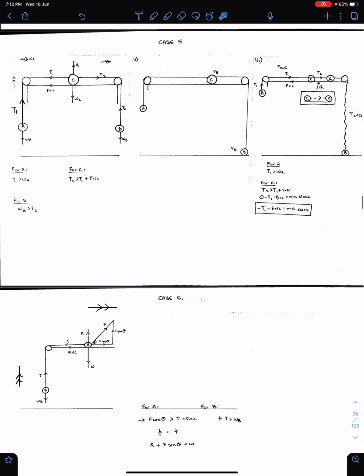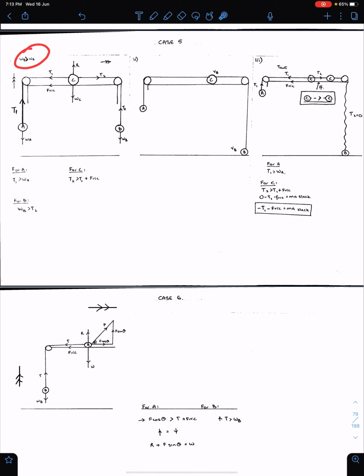Number 5, case 5. Well, this is the initial situation. We have 3 particles, A, B, and C. First, we need to resolve forces very carefully.